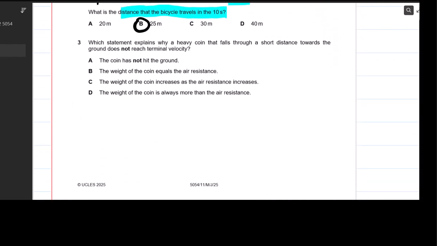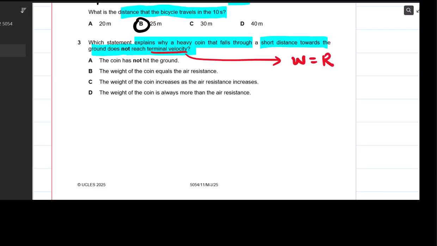Question number 3. Which statement explains why a heavy coin that falls a short distance towards the ground does not reach terminal velocity? Terminal velocity is when weight becomes equal to air resistance and resultant force becomes zero, acceleration becomes zero, and velocity becomes steady, means constant. So when the coin is thrown very close to the earth, the distance is very short. The question is saying the coin does not reach the terminal velocity.